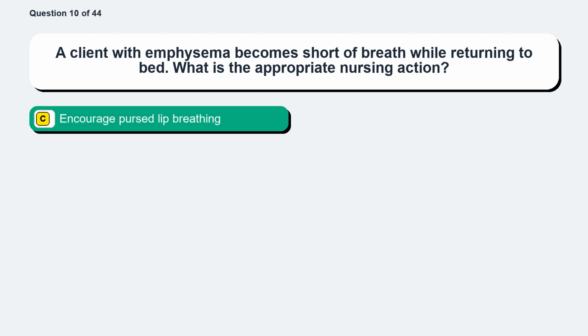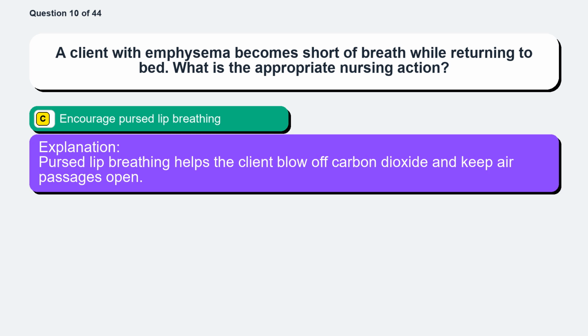The correct answer is option C. Encourage pursed lip breathing. Pursed lip breathing helps the client blow off carbon dioxide and keep air passages open.